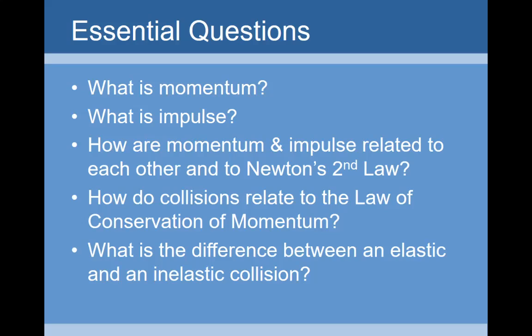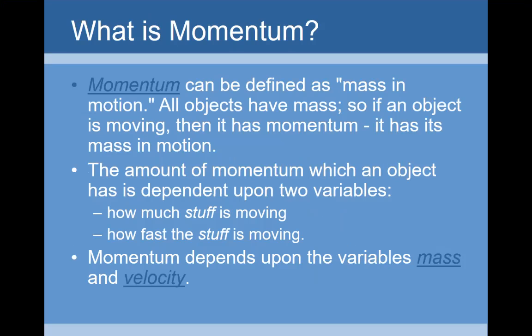Okay, so let's start with that first part, identifying what momentum and impulse are and figuring out how to calculate them, just to make sure you guys are familiar with it. Momentum, we talked about being defined as mass in motion. All objects have mass, that's what makes them up, and putting that into movement is going to give it some momentum. The amount of momentum an object has depends on two variables: how much stuff we are going to move.